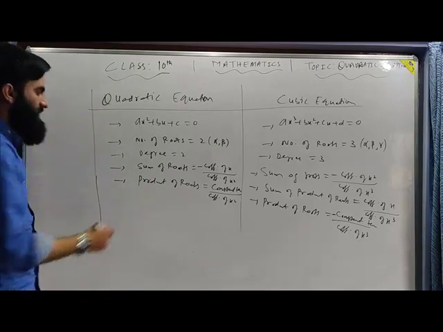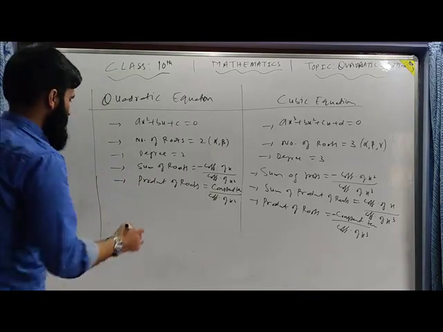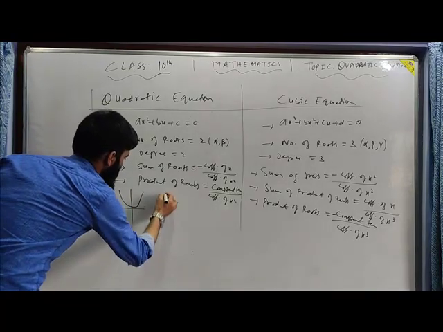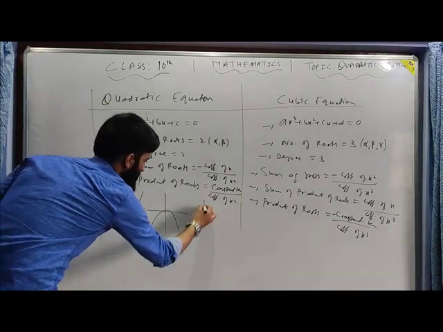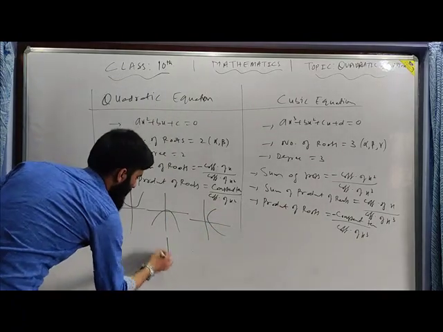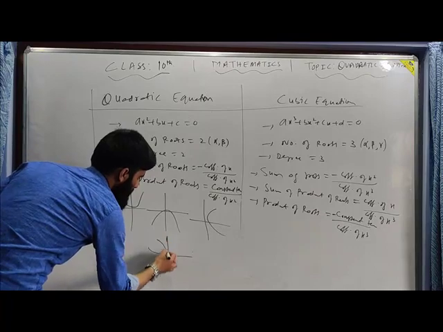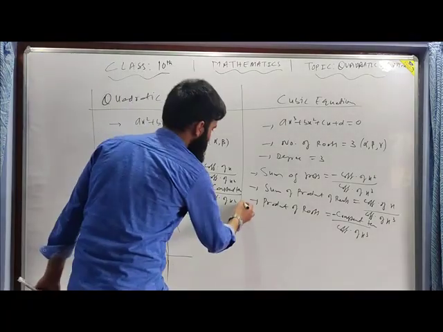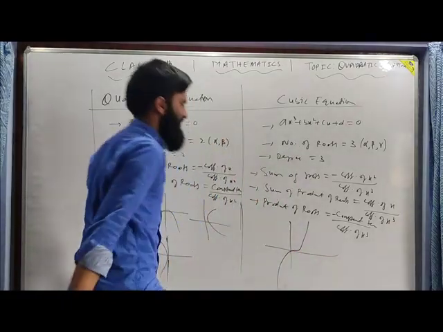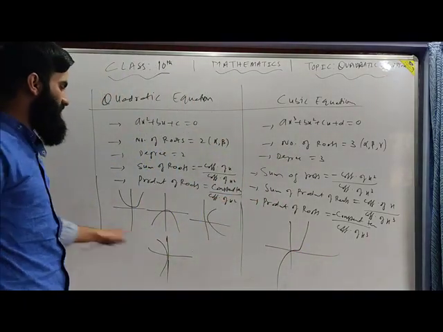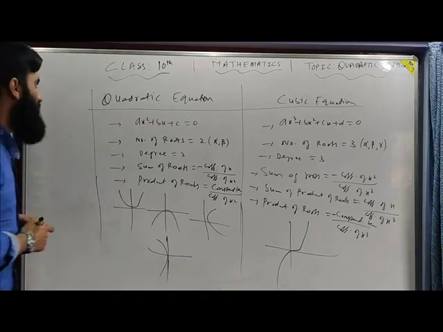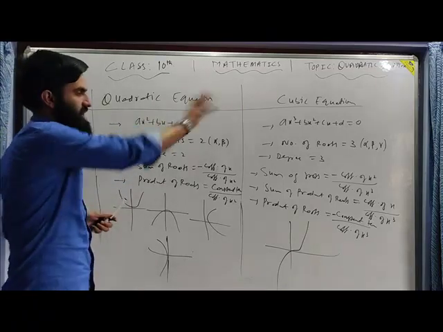Then let us talk about their graphs. The graph of a quadratic equation is a parabola, which may be an upward one, a downward one, a left-hand one, or a right-hand one. For the cubic equation you will get a graph like this, a curve passing through the origin. This is the graph for the cubic equation, and these are the graphs for the quadratic equation.